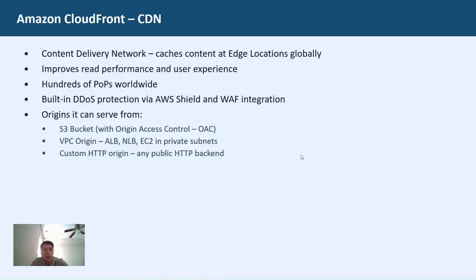Then we have CloudFront. This is AWS's Content Delivery Network. It caches content at edge locations around the world, improving read performance and user experience. It has hundreds of points of presence globally. It also has built-in DDoS protection through AWS Shield and WAF integration. The origins it can serve from include an S3 bucket using origin access control, a VPC origin for resources in private subnets like ALB or EC2 instances, or any custom HTTP origin.